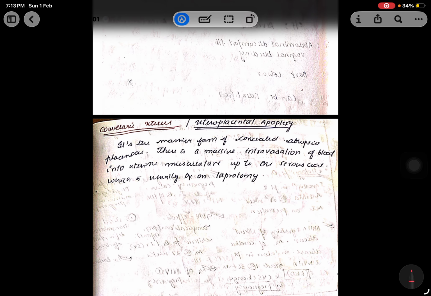Again, what is couvelaire uterus? This is a 3-mark question. I'm sure you can just read and go off. There's nothing much which I need to discuss again.